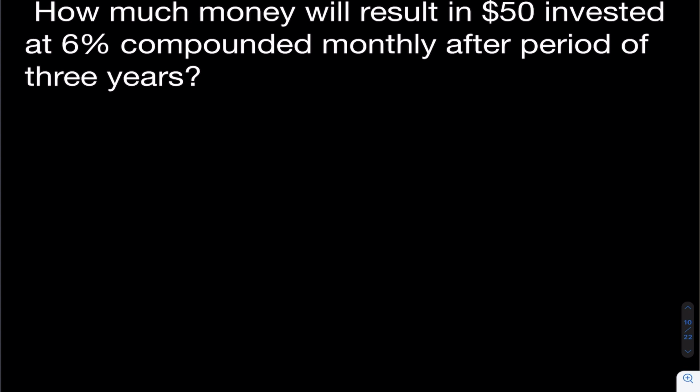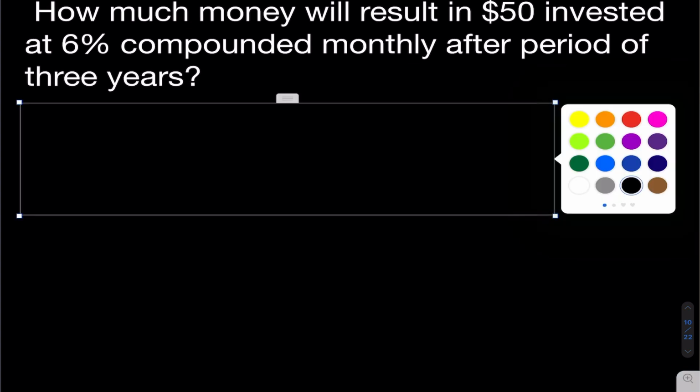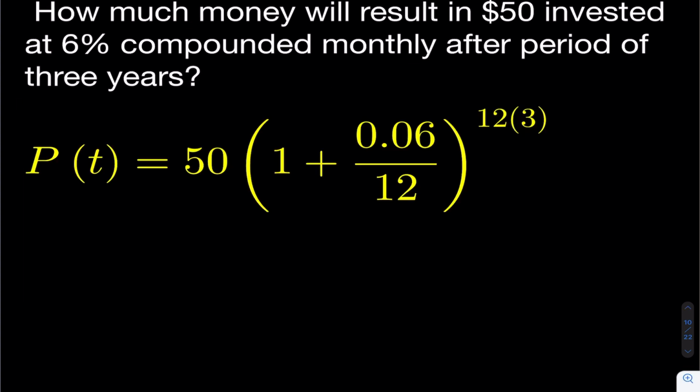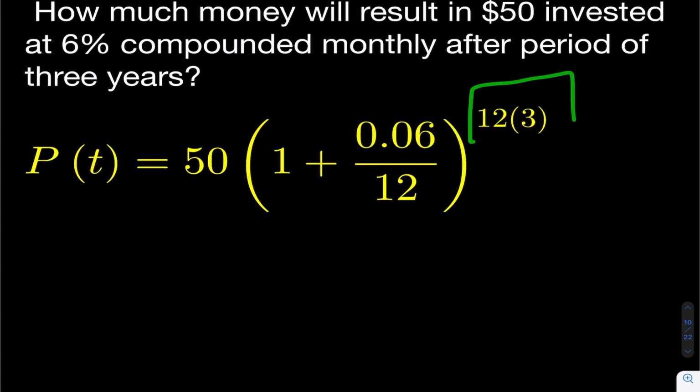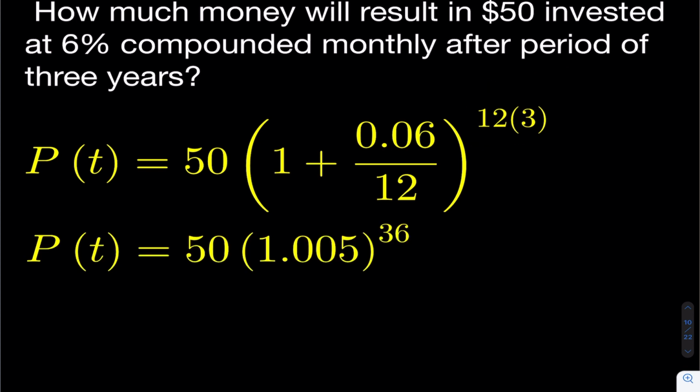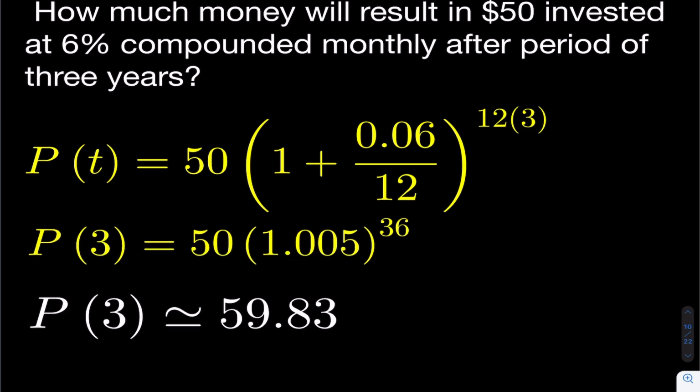So take a look at our compound interest formula, subbing our numbers in. I get P at t is equal to 50, that was my P naught value, times 1 plus our annualized rate of interest of 6% divided by monthly, that's my K value, is 12, to the power of what? To the power of 12 times 3. 12 represents the number of times that I'm computing interest per year. I'm doing that for 3 years, so that's 36 times. Going ahead and simplifying, we get the following. And our final answer comes out to be P at 3 is approximately equal to $59.83.